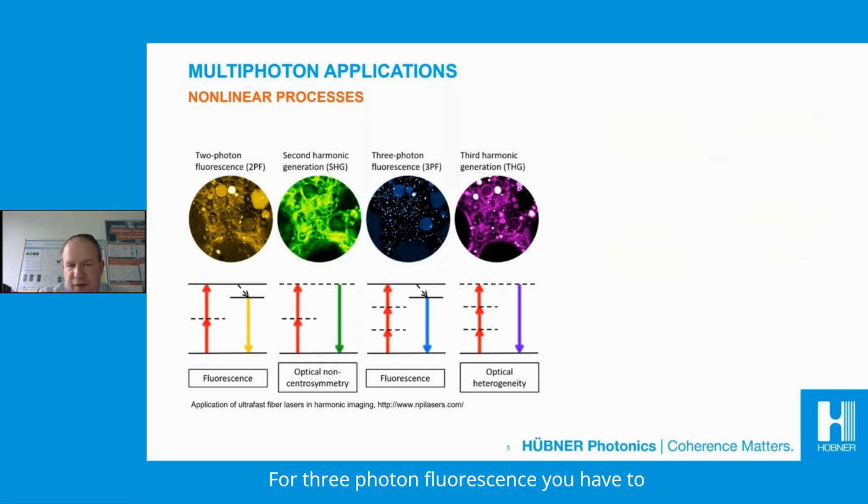For three-photon fluorescence, you have to use three photons. In principle, it's the same as for the two-photon fluorescence. And the third harmonic is a third harmonic process, so you take three photons and get one photon out of it. In the end, you can use second harmonic generation for optically non-centrosymmetric structures, and you can use third harmonic generation for optical heterogeneity structures. Laura will give you some more details about what you can see finally.